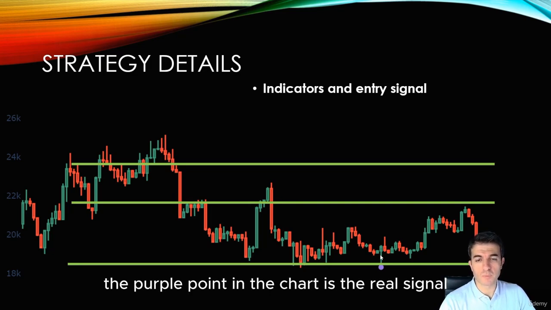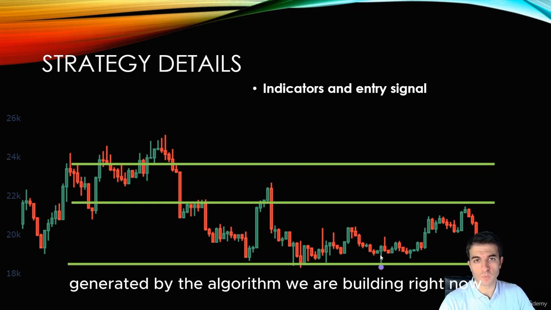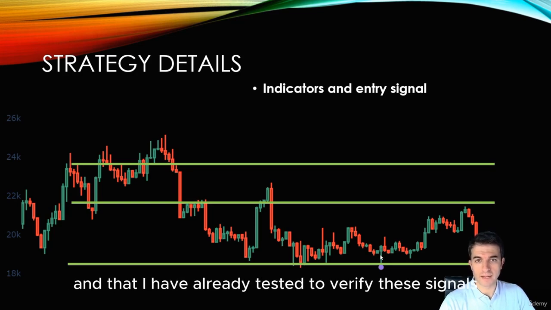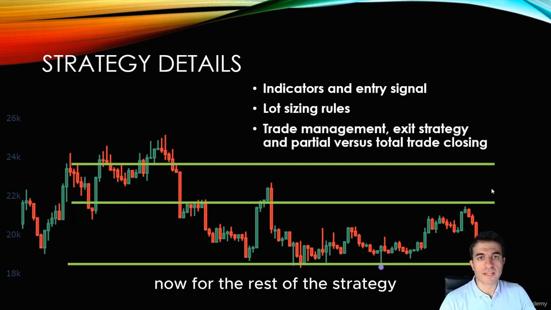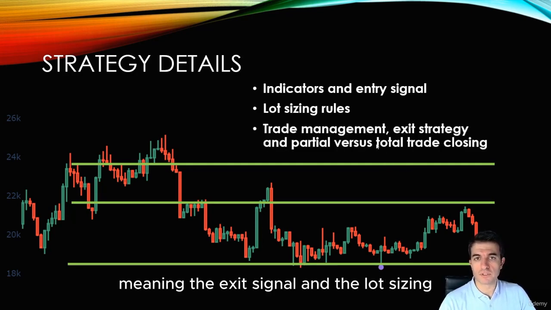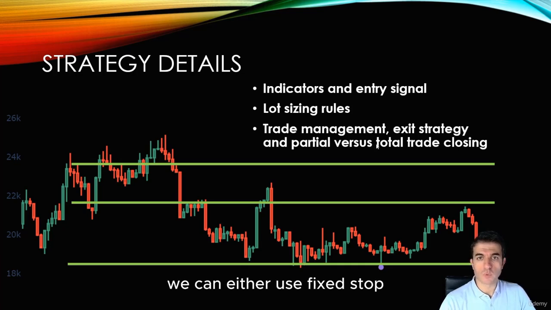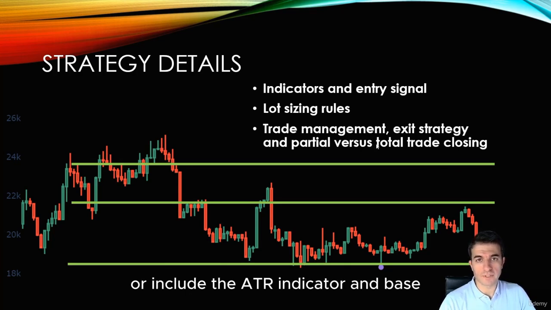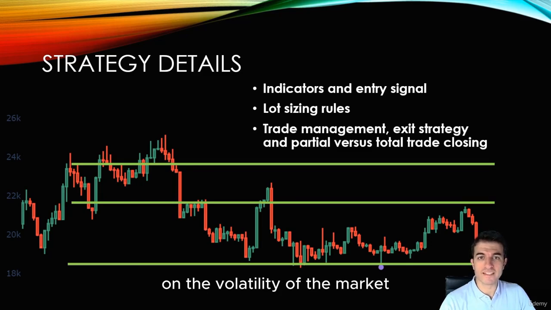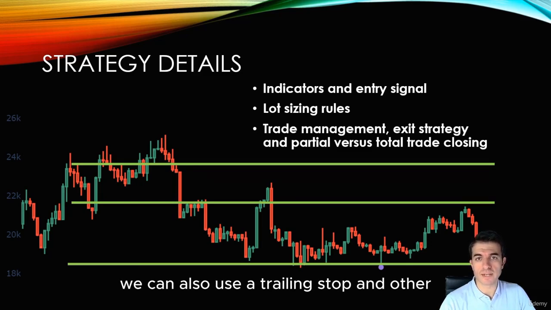And as you can see, the purple point in the chart is the real signal generated by the algorithm we are building right now, and that I have already tested to verify these signals. Now, for the rest of the strategy, meaning the exit signal and the lot sizing, we have so many approaches to choose from. So we can either use fixed stop loss and take profit ratios, or include the ATR indicator and base our stop loss and take profit prices on the volatility of the market. We can also use a trailing stop.